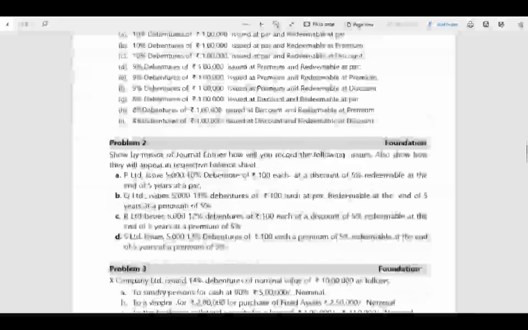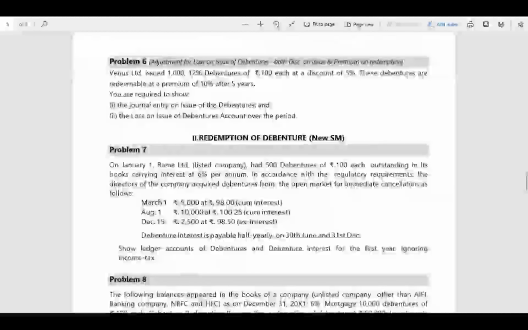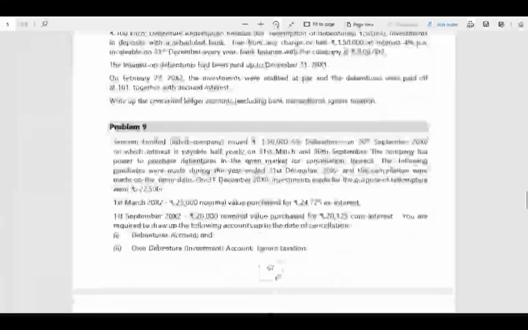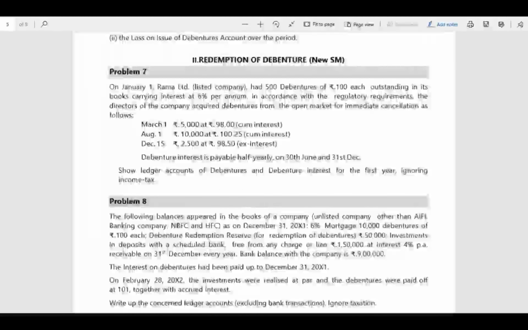First, issue of debentures: this problem and all, just for your sake, when you have time, just go through. I will directly go for redemption of debentures from problem number 7 only, all questions from problem number 7. In the absence of information or source, we have copied everything from our ICAI material only.